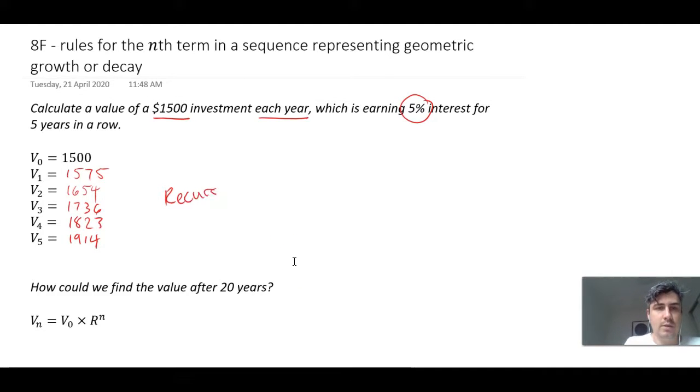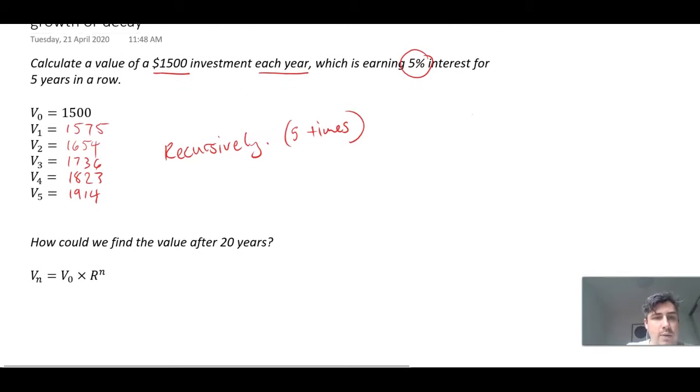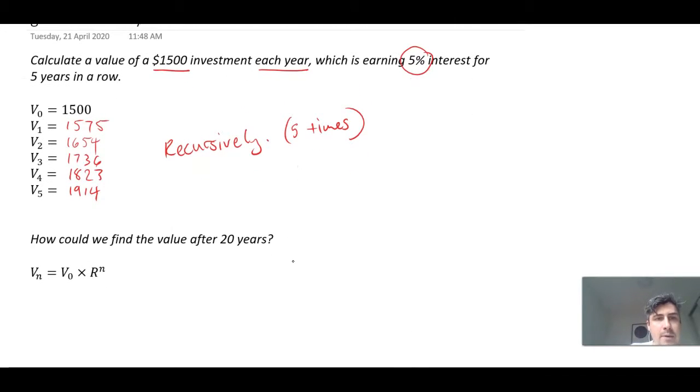That's called recursively, and you're expected to be able to do that 5 times. After 5 times, you'd be better off using a rule. So this is what this chapter is mainly about, using rules to do it more efficiently. For any geometric sequence which is being used more than 5 times, to find the value of Vn, we simply do the multiplier r to the power of n.